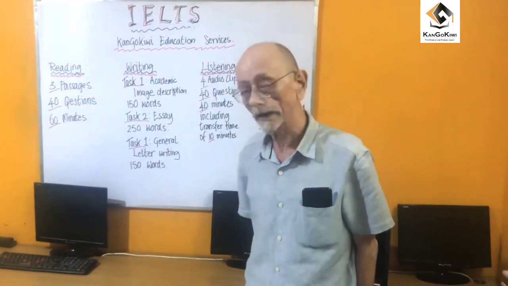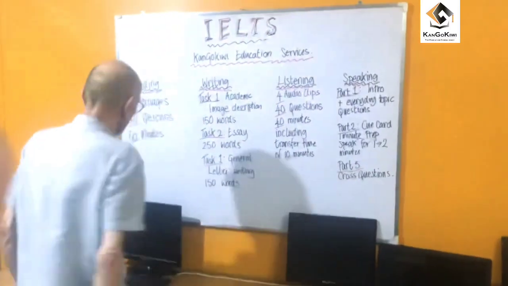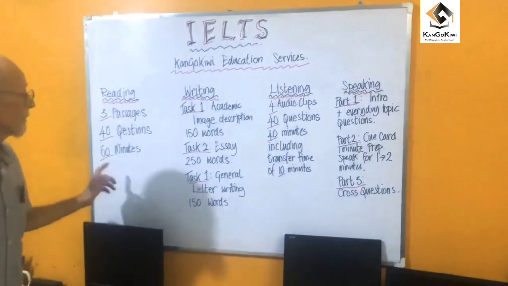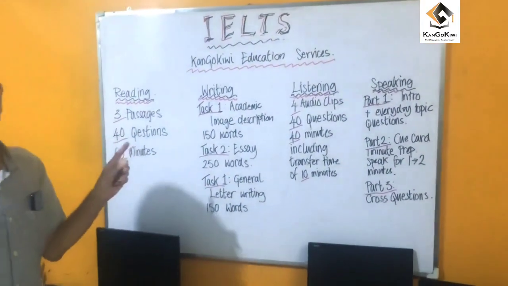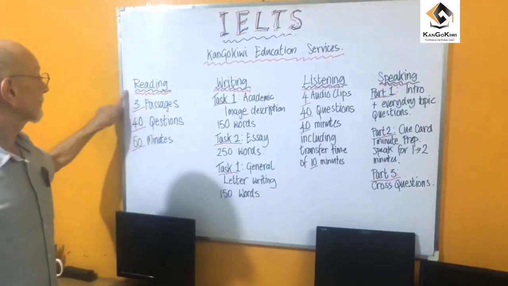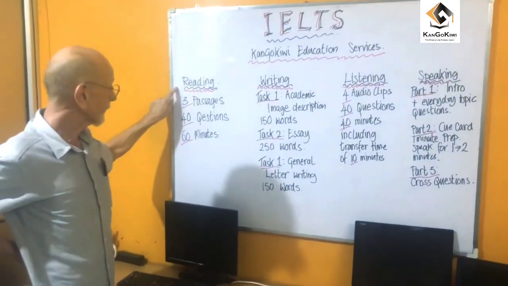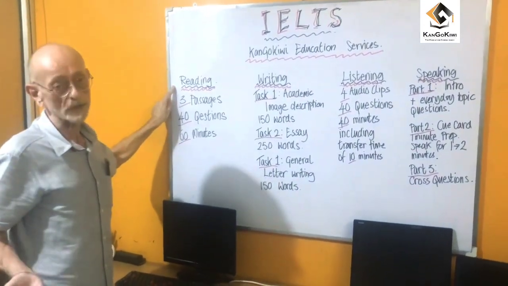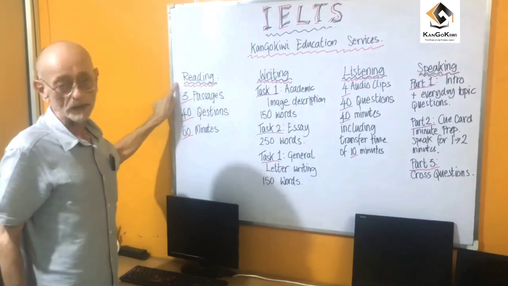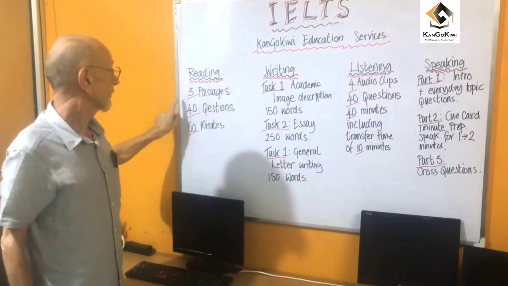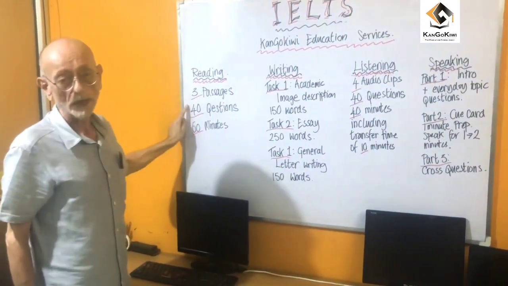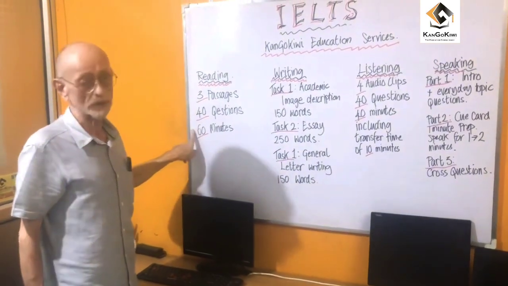Okay, so let's begin then. I'll just move over this side. So, the 4 modules: reading, writing, listening, and speaking. So to begin with, reading. In reading, whether you're doing academic or general, there are 3 unseen passages. There are a total of 40 questions, and it all has to be completed in 60 minutes.